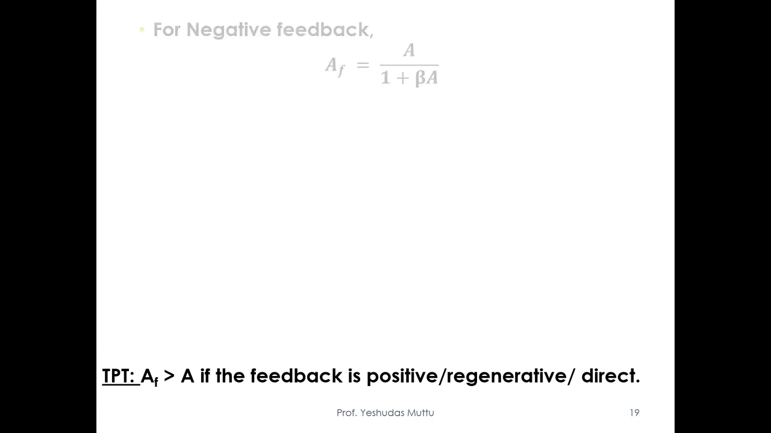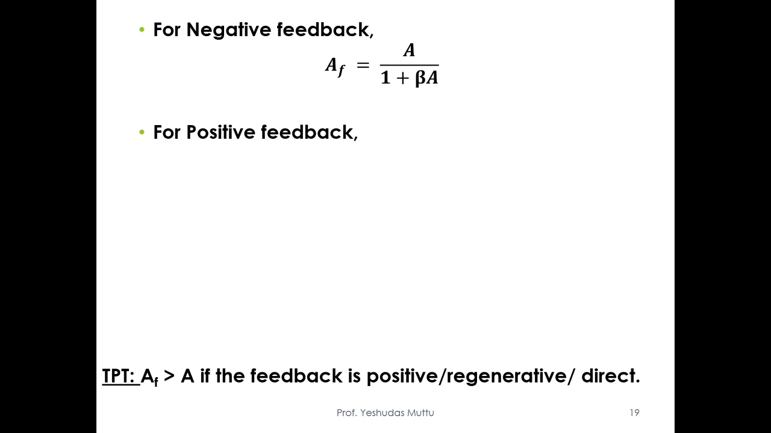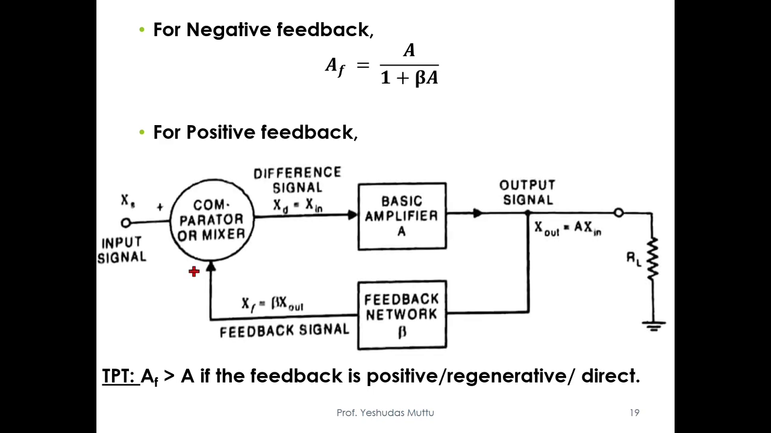Coming to the next, for negative feedback we have found the expression. Now for positive feedback you all are going to do it and send it to me. This is the diagram. The only difference in the diagram is that this one sign is going to change. The rest of the things remain the same. You all are going to find the expression for AF and send it to me.